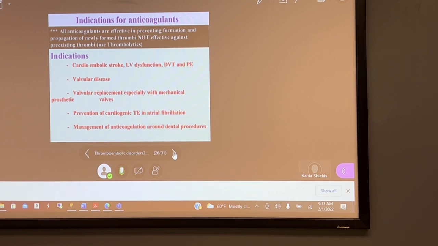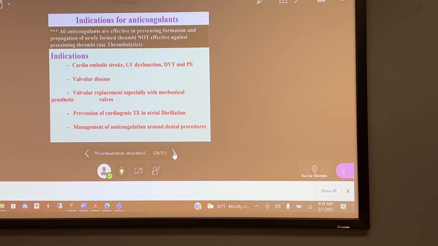So in this case, all the anticoagulants I've mentioned are very useful and very effective in preventing formation and propagation of newly formed thrombi. If this is just occurring, or about to occur, you can use anticoagulants. But they are not effective against pre-existing thrombi. If the patient has already developed a thrombus, that is not the time to go for anticoagulants. So please make a distinction as to when you can and cannot use anticoagulants.